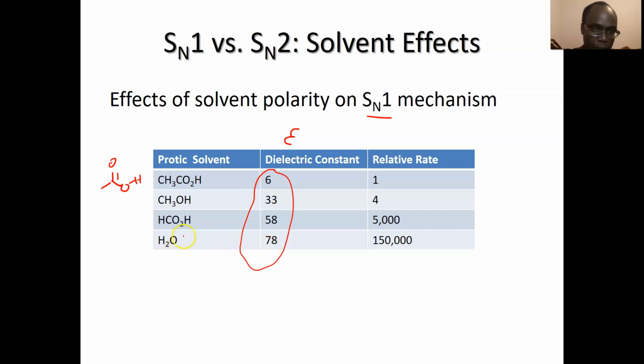So water has very high polarity based on its dielectric constant of 78 compared to the rest. So this will be the best solvent for SN1 out of all these solvents. Look at the relative rates. If you use acetic acid as a solvent, the rate will be 150,000 times lower as compared to using water for SN1.